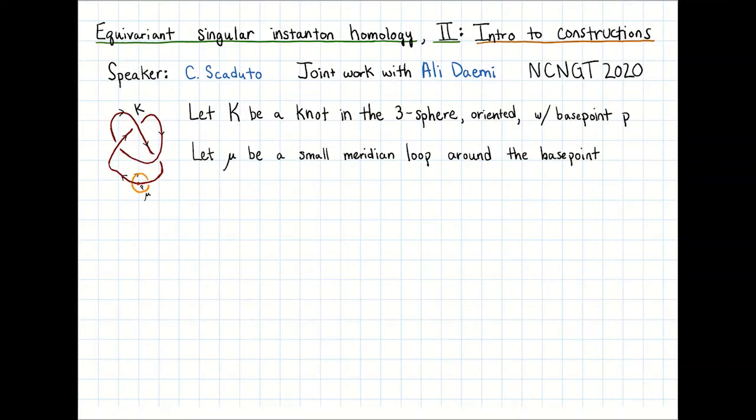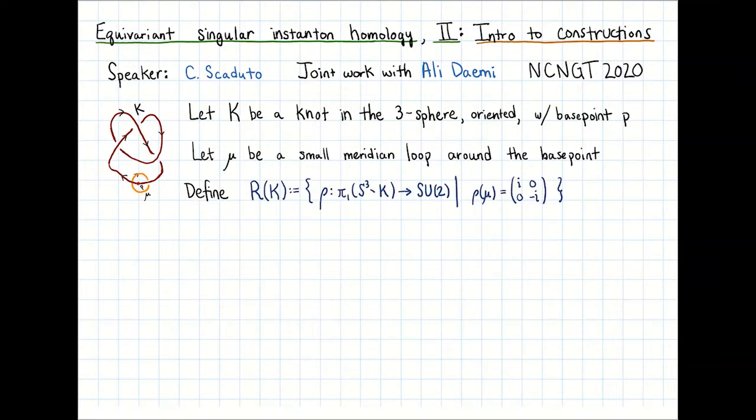Let K be a knot in the 3-sphere with an orientation and a base point P. Then we have a preferred small meridian loop mu around this base point. From this data, we can define the representation space R of K to consist of representations from the knot group to SU2, which send that preferred meridian to the diagonal matrix I minus I.